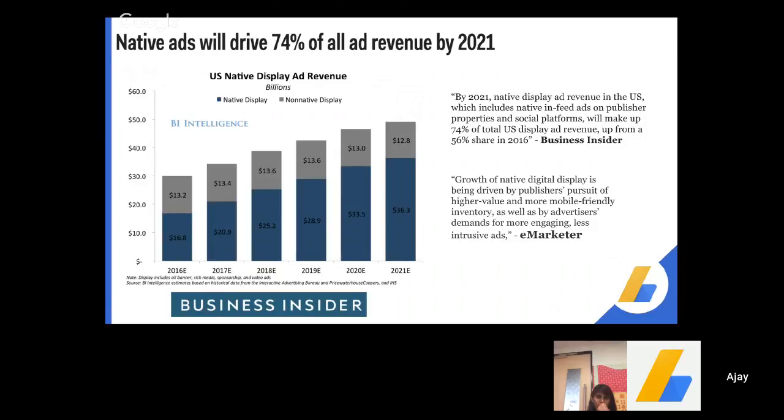native ads. Native ads will drive 74% of all ad revenue by 2021. So if you look at the Business Insider review for native ads, it says by 2021, 74% of all US display revenue is going to be native. Right now, 56% of the display revenue in the US is native, which means that native advertising is clearly the future for the display business, and this is where all the growth is going to come from.